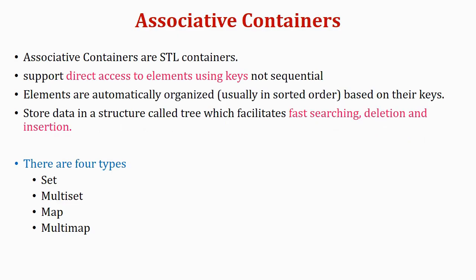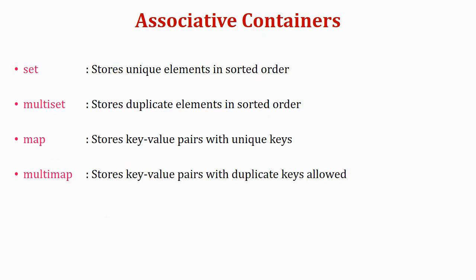First, start with the associative container. The associative container, or STL container, supports direct access to the elements using a key. The elements are automatically organized, usually in sorted order based on their key. The data is stored in a structure called a tree, which facilitates fast searching, deletion, and insertion. There are 4 types: set, multiset, map, and multimap. We'll discuss one by one.